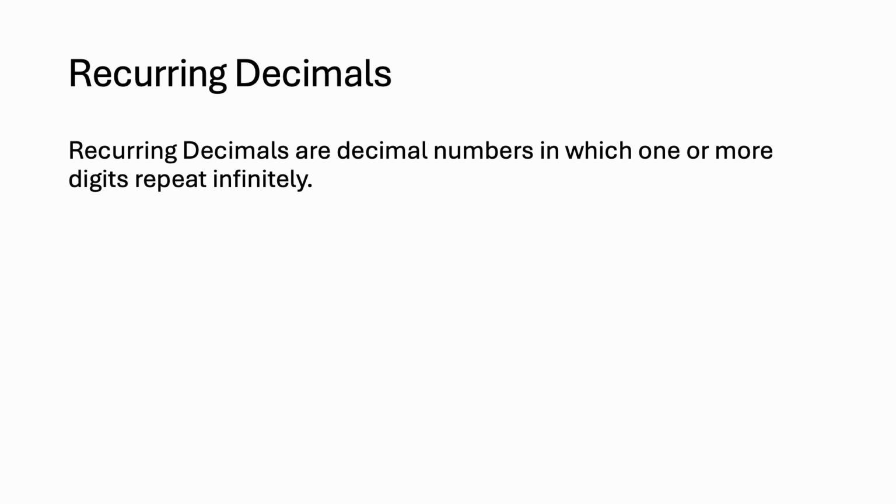So now let's look at recurring decimals. Recurring decimals are decimals in which one or more digits repeat infinitely. So it's ongoing. For instance, 0.3 recurring, that dot there essentially means that it's 0.333333, and it goes on pretty much forever.